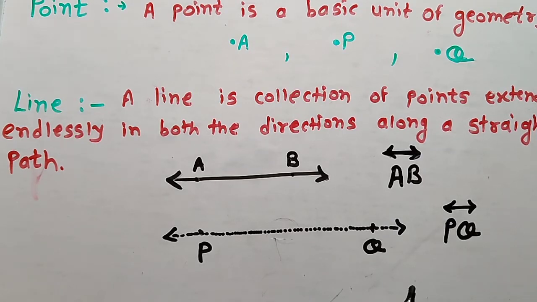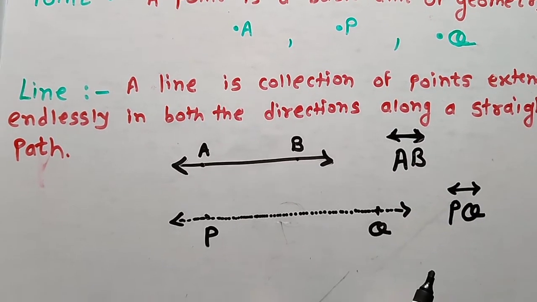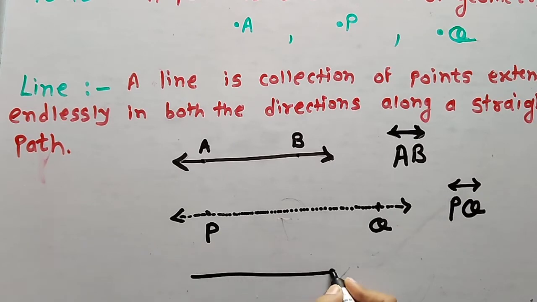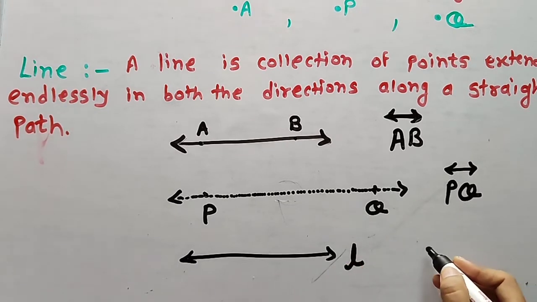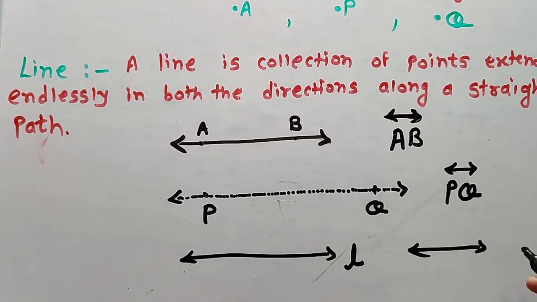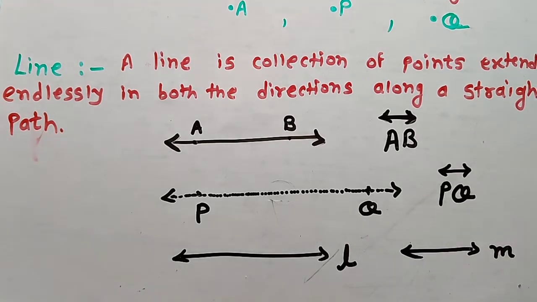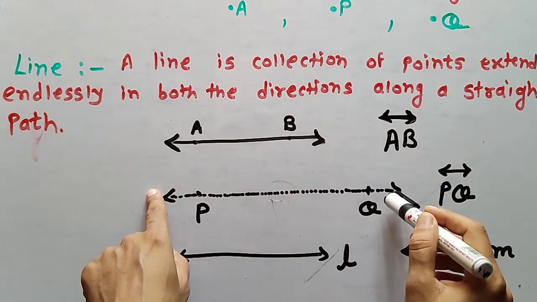So a line can be represented by a small letter also. See here, suppose we draw a straight line. This is line L. Suppose this type of line, this is line M. It means we also use small letters to represent a line. Remember that a line has no starting point and no end point.